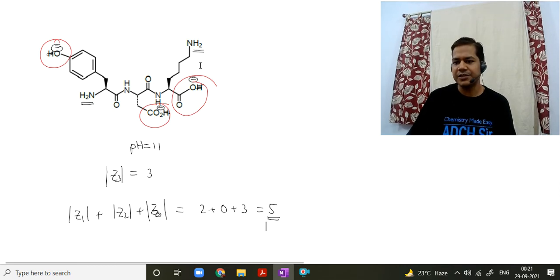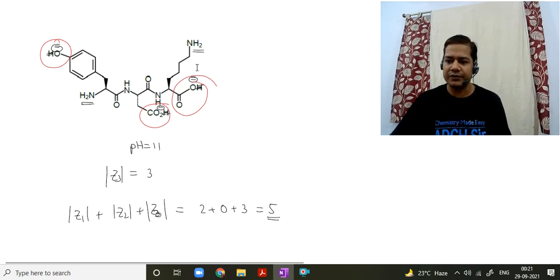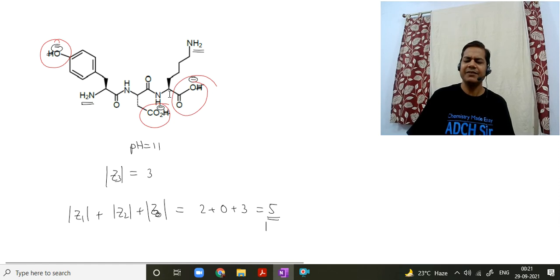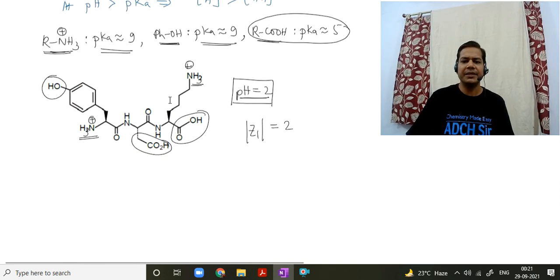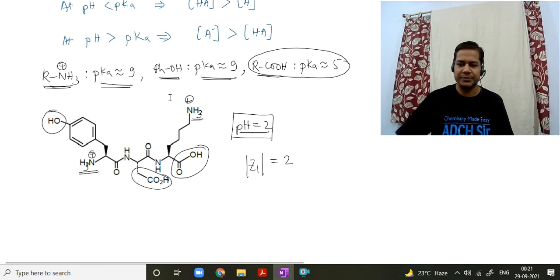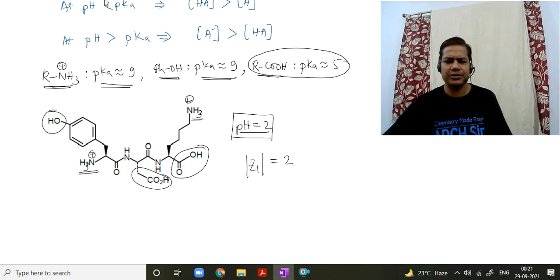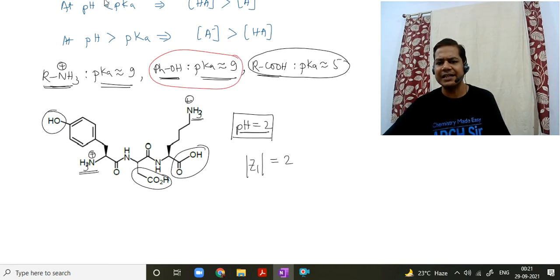The concept was, take at what pH which form will dominate. At pH less than pKa, the unionized form dominates. At pH greater than pKa, the ionized form dominates. And we need to have an idea about the pKa values of these functional groups. The pKa of phenol is approximately 9, of the order of 9. Depending on other substituents, it may be slightly more than 9, it may be slightly less than 9. The pKa of ammonium ion is also around 9, and the pKa of carboxylic acid is around 5.